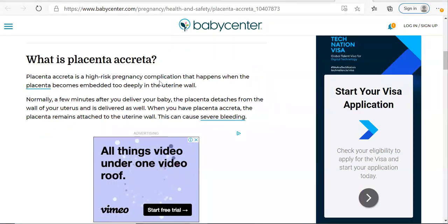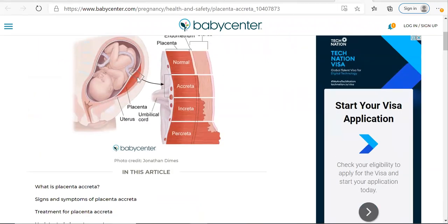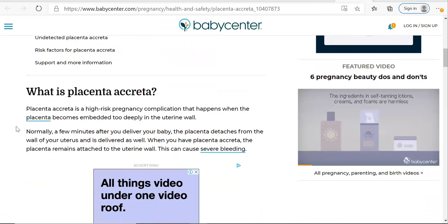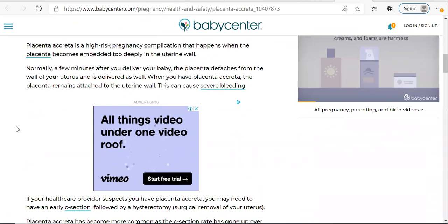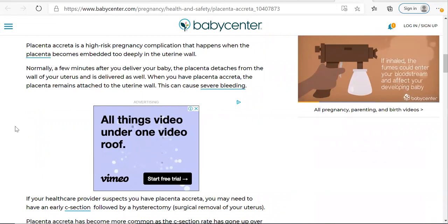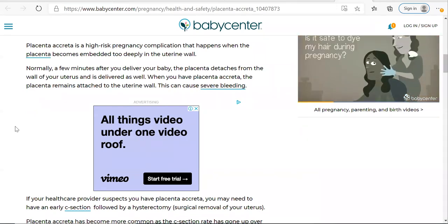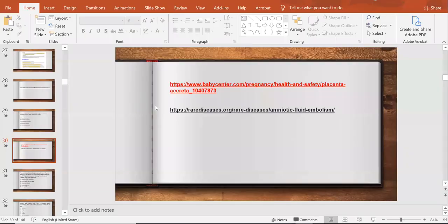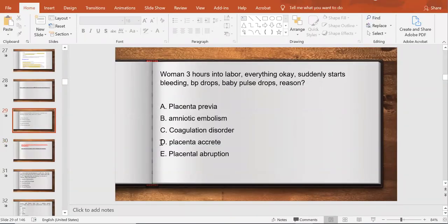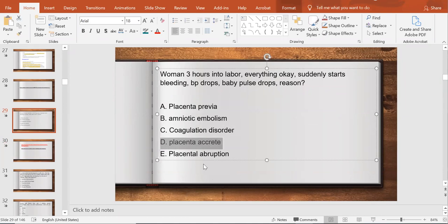Placenta accreta is a high-risk pregnancy complication that happens when the placenta becomes embedded too deeply in the uterine wall. So if the placenta is embedded too deeply into the uterine wall, what will happen? Normally, after delivery of your baby, the placenta should come out immediately. In placenta accreta, the placenta remains attached to the uterine wall. If the placenta doesn't come out, it will cause severe bleeding. So it should happen after delivery of the baby, right? This patient is still in labor, so you can obviously cross out placenta accreta.